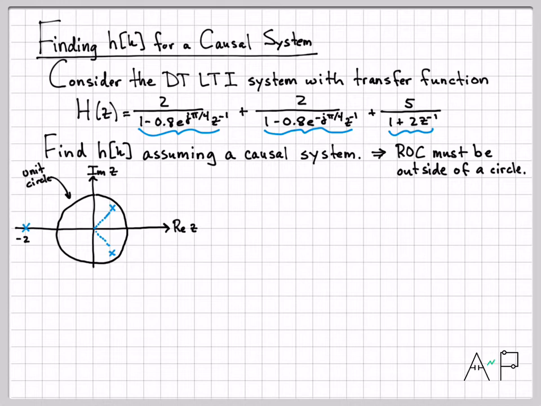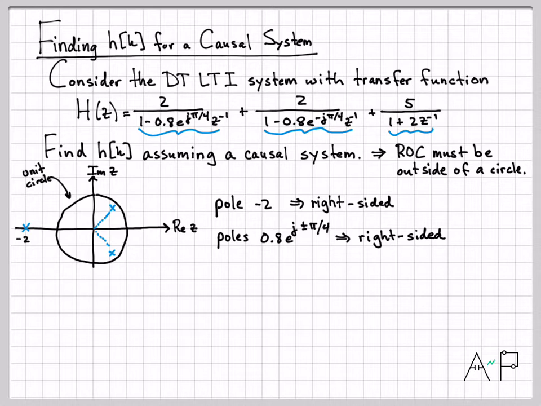And then the only difference now is we know that the region of convergence has to be outside of a circle, meaning we have to choose right-sided signals in the time domain. So for all of these poles, I'm going to choose a right-sided signal. Pole at -2, I'm going to choose right-sided. And then the poles at ±π/4, I'm going to choose right-sided. Like I said, for the causal system, this choice is a lot more straightforward, I find.